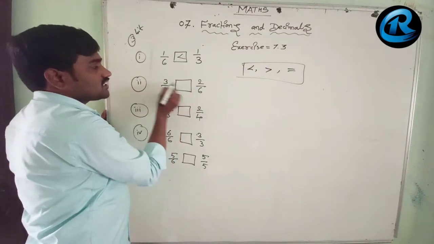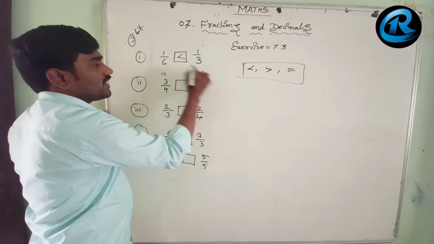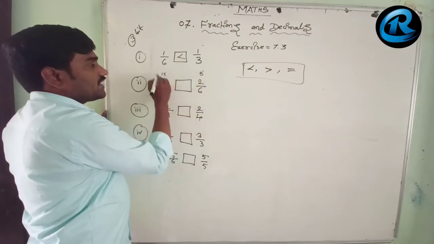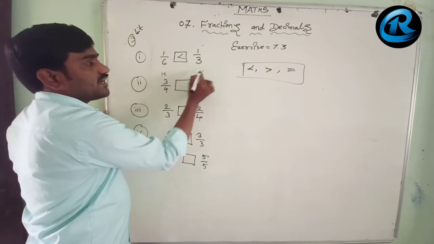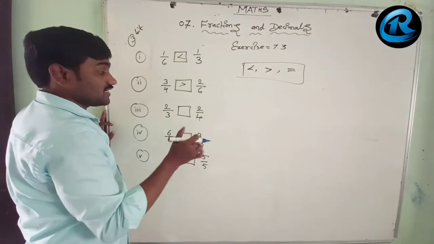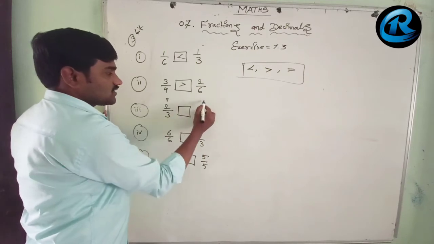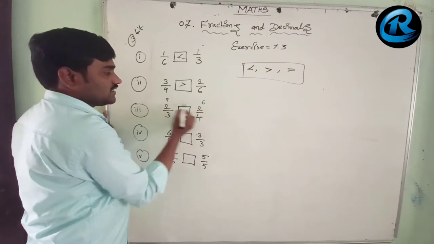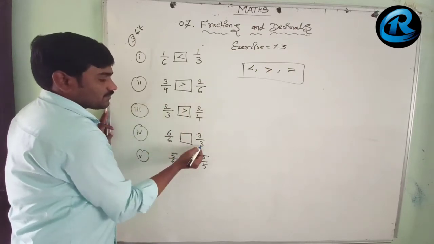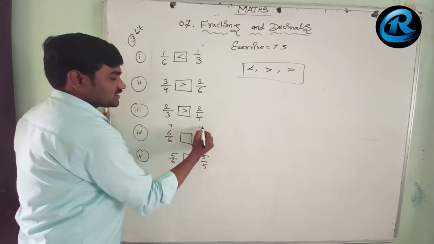One more easy method. This 6 you multiply here. 6 3s are 18. 4 2s are 8. Which is small, 8 or 18? 8 is small and 18 is greater. So we put the greater than symbol here. Need not worry about the denominators. 4 2s are 8. 3 2s are 6. Which is greater, 8 or 6? 8 is greater. So we'll put the greater than symbol here. And see, 3 6s are 18, 6 3s are 18.